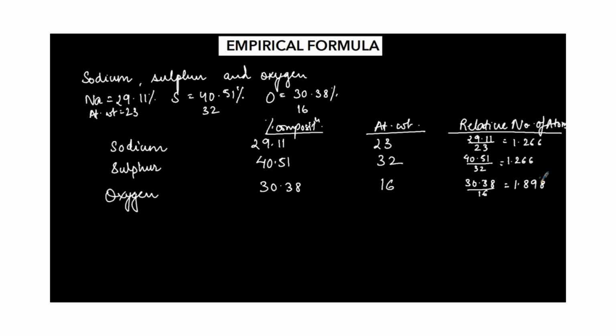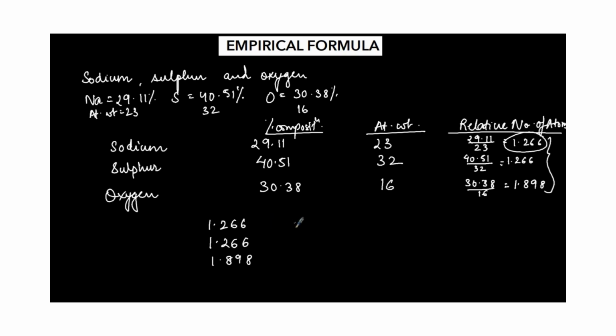For example, the smallest ratio amongst these is 1.266, right? If the simplest ratio is not a whole number ratio, multiply each ratio by the smallest suitable integer. What you will do is multiply it by the smallest suitable integer so that a whole number ratio is obtained. So for example, 1.266, 1.266, 1.898, these are the ratios. You will convert it into simplest ratio. And what I have told is that if the simplest ratio is not a whole number, you will multiply each ratio by smallest suitable integer so that a whole number ratio is obtained.